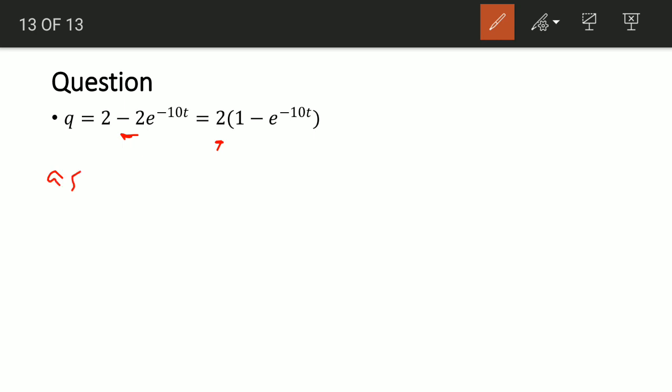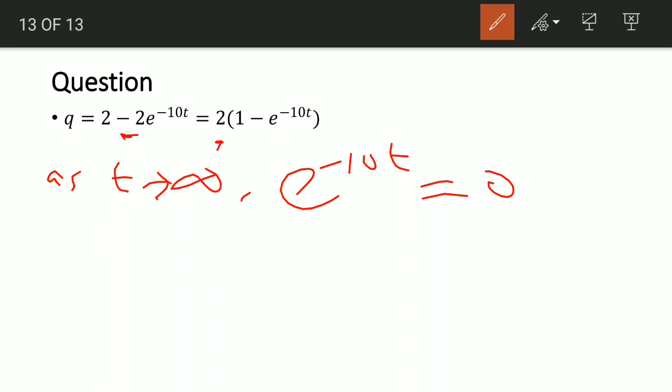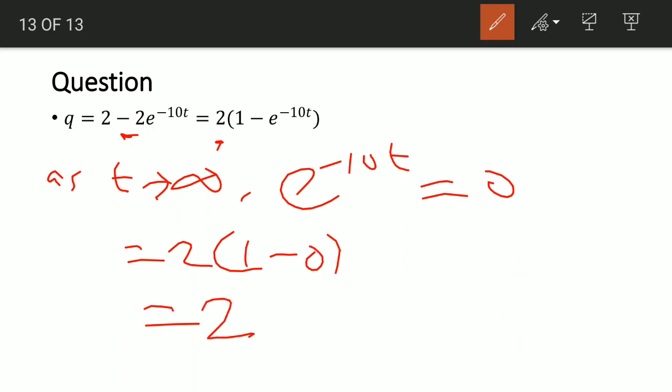But the question says, what is q as t tends to infinity? As t tends to infinity, your exponential minus 10t will be equal to 0. We've said that before. So that means you are going to get 2 times 1 minus 0, and the final answer is 2. So your q as t tends to infinity is 2.